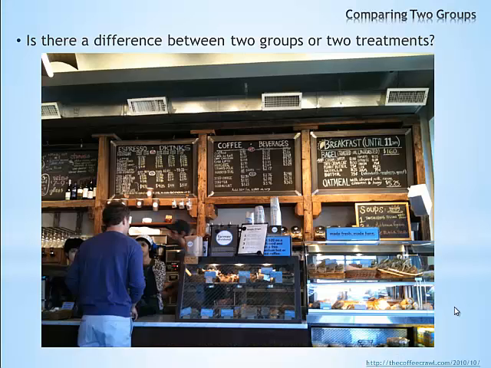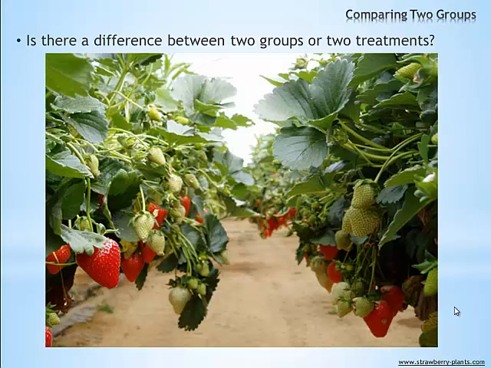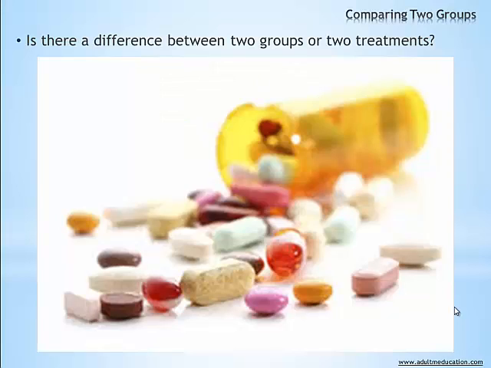In business, you may have two different pricing strategies, a higher cost or a lower cost. Does the price of a cup of coffee influence sales at your coffee shop? In agriculture, does adding additional nutrients to the soil change the yield of a particular crop? Or in medicine, which medication is most effective in stopping a disease? In introductory statistics courses, you are typically shown how to conduct a two-sample test to compare two group means.